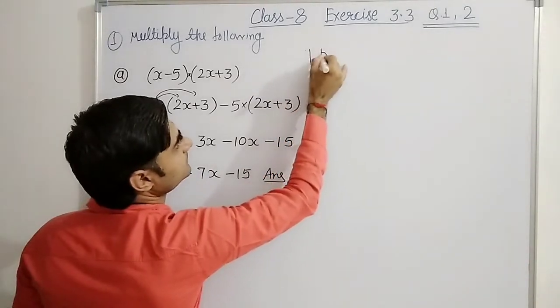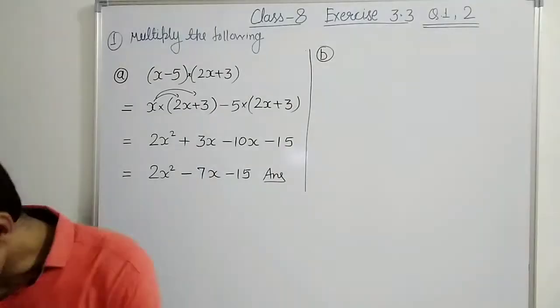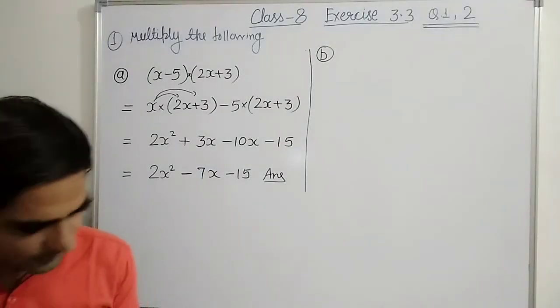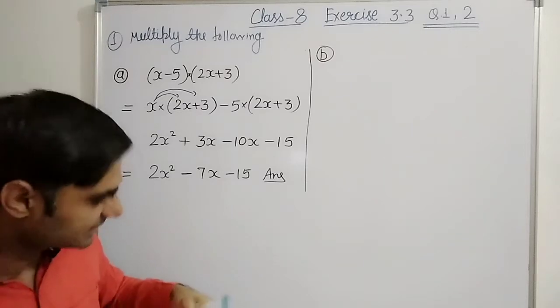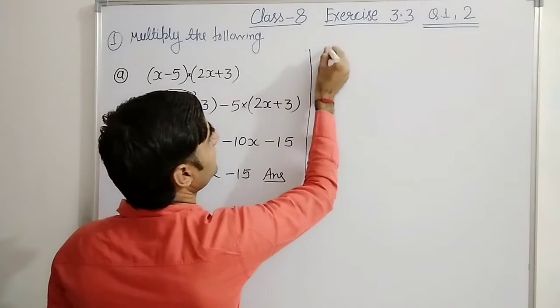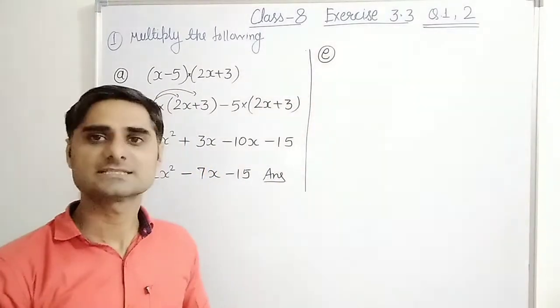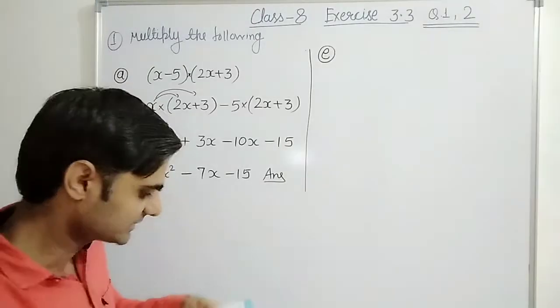Now, B I'm not taking. In lieu of B, I will take question number E. B, C, D you can do by the same method. E I will take here now. In this one, fractions are given, so we will do the fractions.